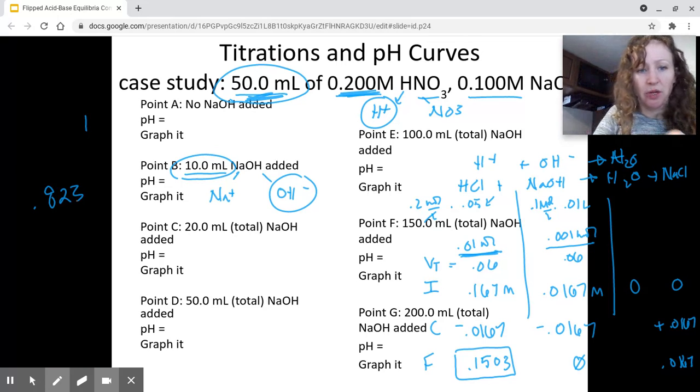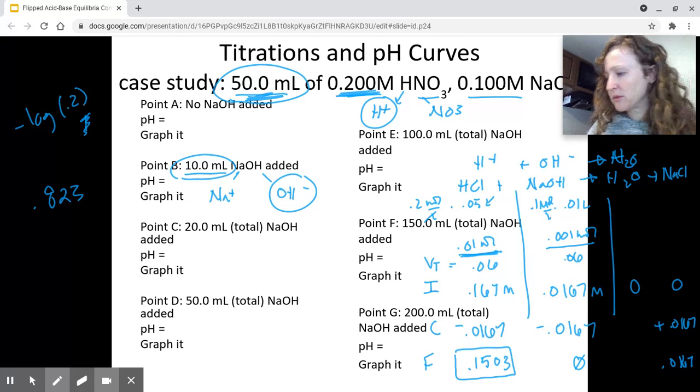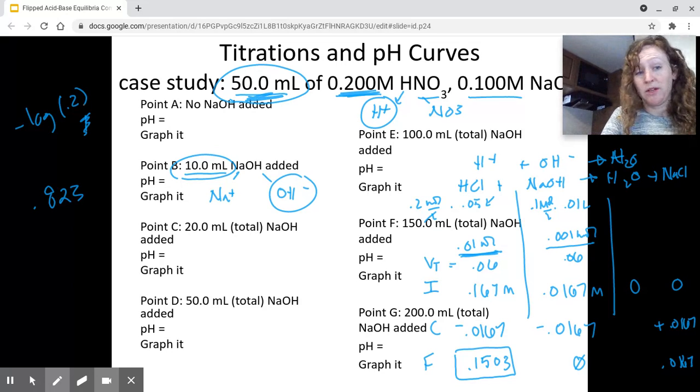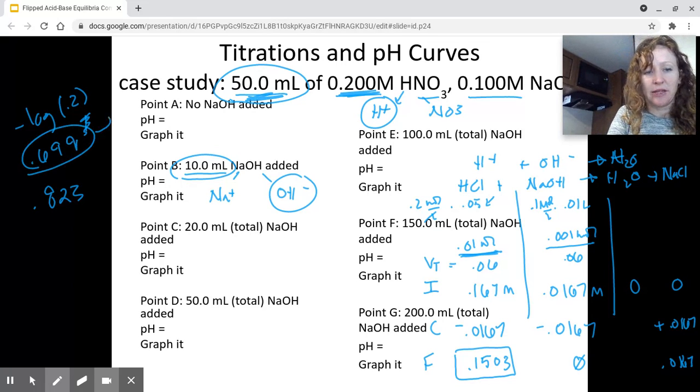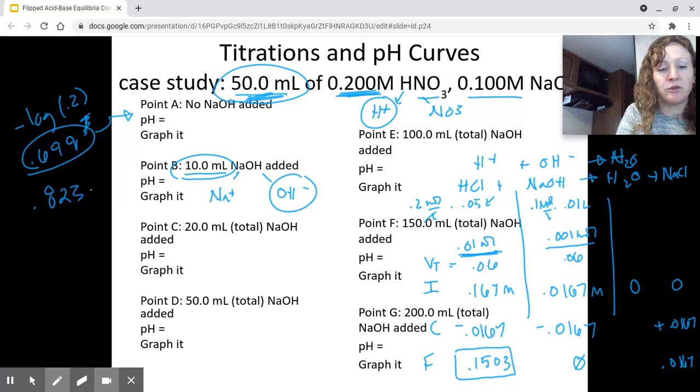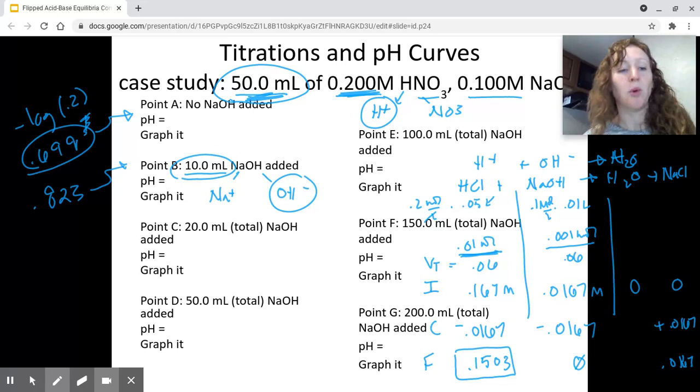Let me double check point A. My pH of point A is going to be negative log of 0.2. Oh, which is not 1, which is 0.699. There we go. Okay, that looks better. Sorry about that. So my pH of point A is 0.699. My pH of point B is 0.823.